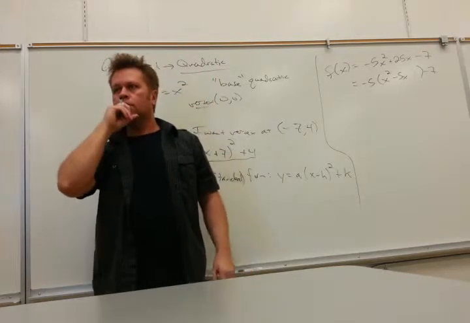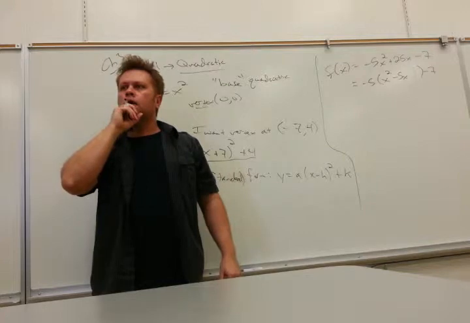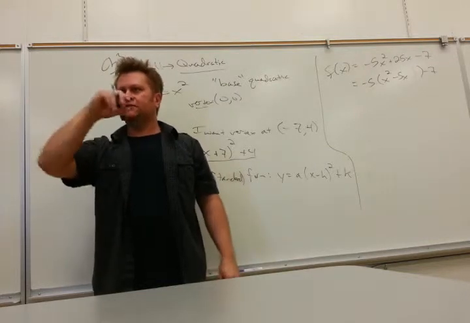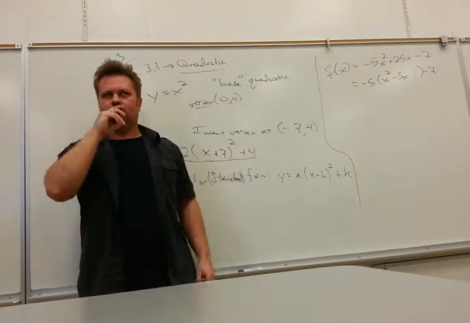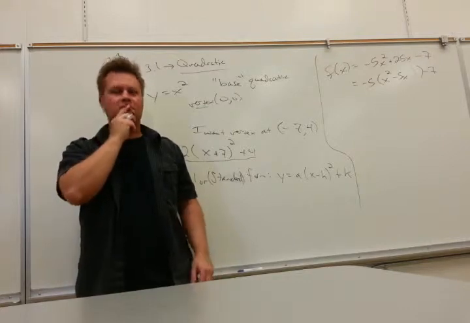Yes? Is there a way where we can find the vertex with minus b over 2a? There is, it's coming. Something like that. Yeah, that's it. It's coming.